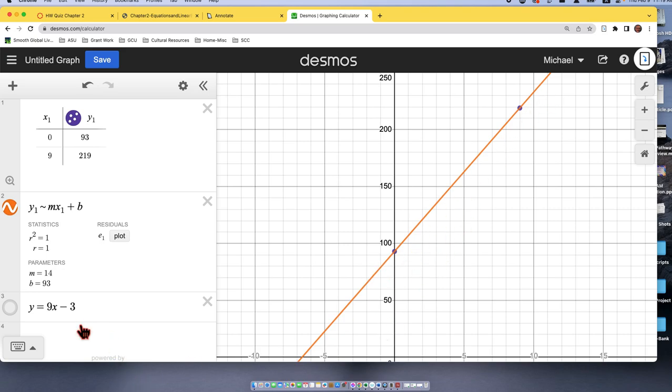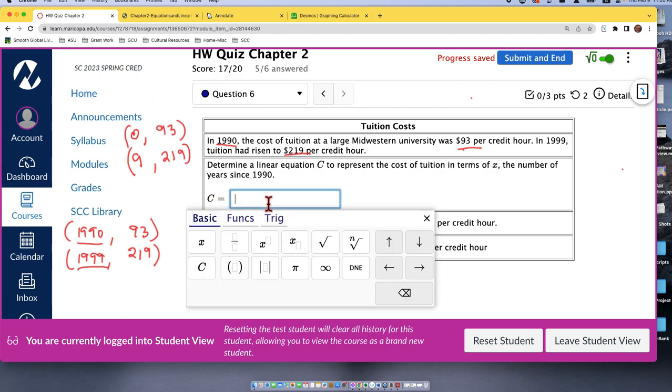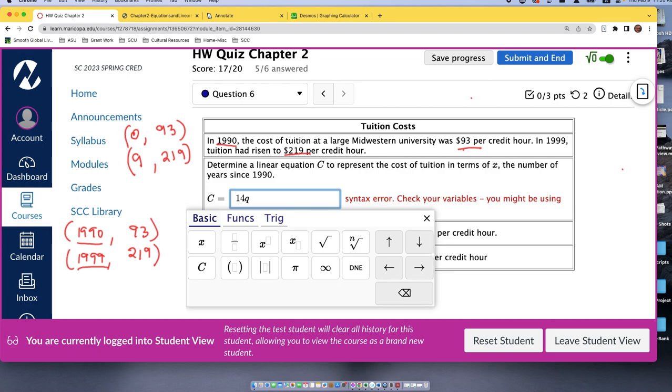But I've got the line now, and what does it tell me? It gives me my slope is 14. My y-intercept's 93, and does that make sense? Because in year zero, 1990, it was 93, so they really gave us a y-intercept. And the slope is 14, so what does that mean? Each year, the cost went up by $14 a year. So now I kind of have all those things down, and I can come back, and my equation is going to be 14, and instead of x, we're going to use q, because that's the variable they gave us. And our starting value was $93.